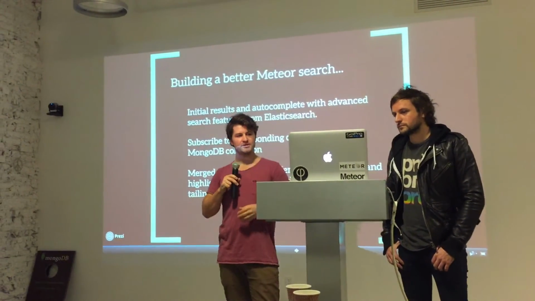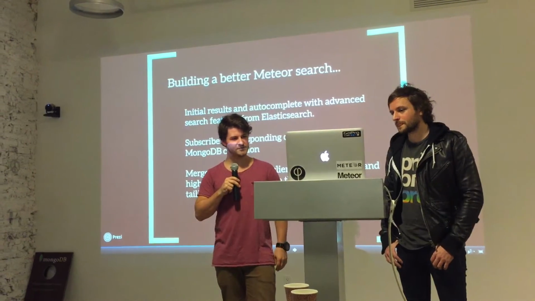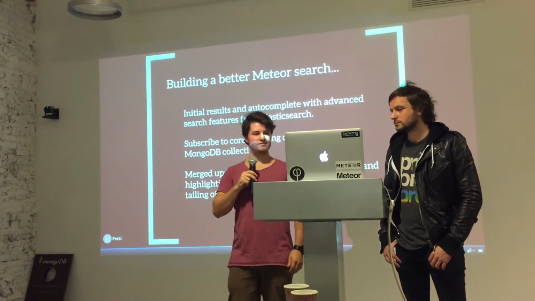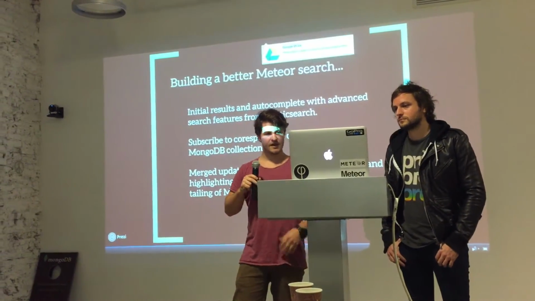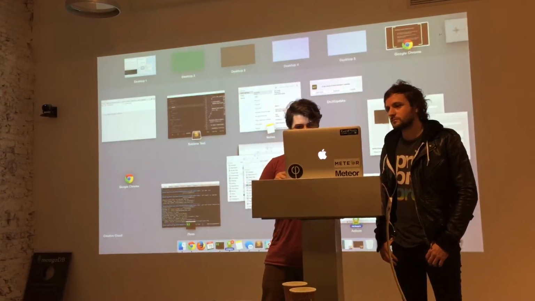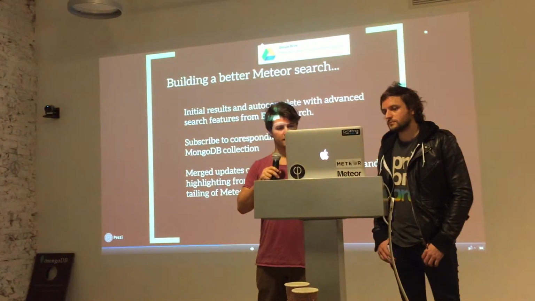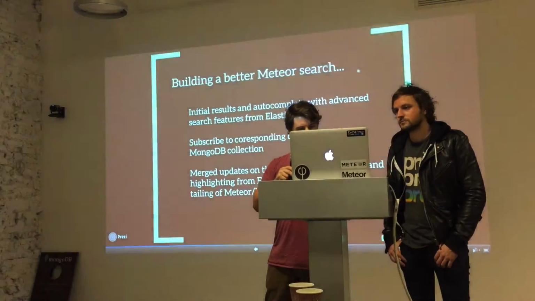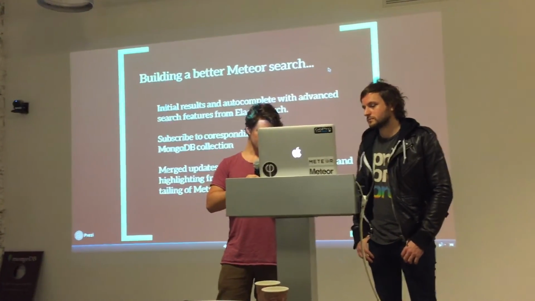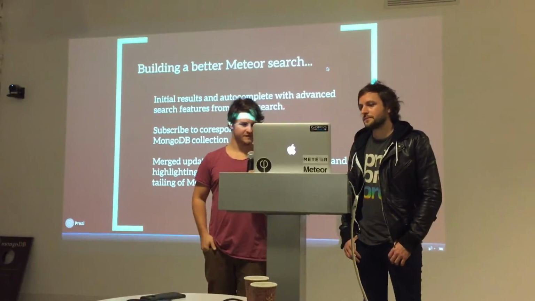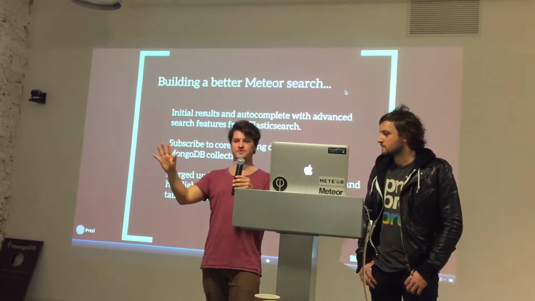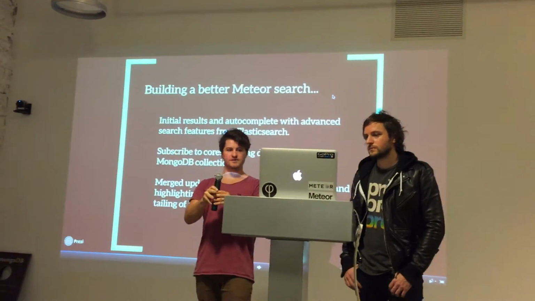So, building a better Meteor search. This is where me and John have been spending our last couple of days, exploring how we can better use Elasticsearch with Mongo for search and Meteor. The idea John came up with was, what we were doing is we were displaying the published results and ES results right next to each other.